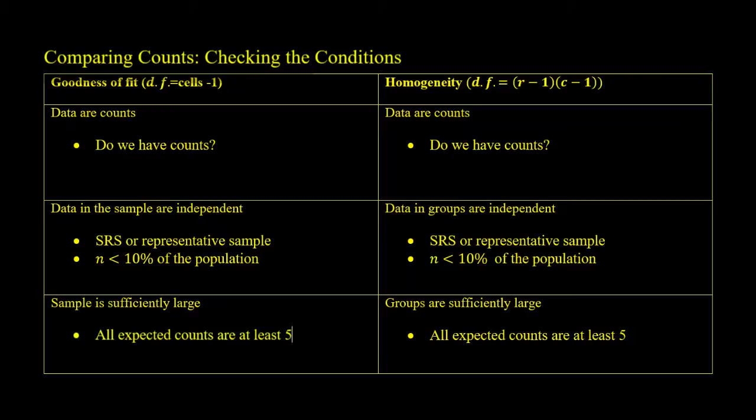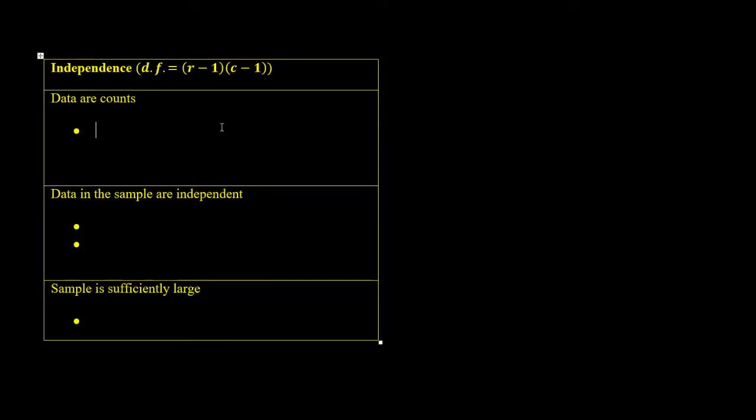Lastly, we have the test for independence. Again, our degrees of freedom are R minus 1 times C minus 1, the rows minus 1 times columns minus 1. Counts, we just verify that we have counts of data. Data are counts assumption. We verify that our cells all include just counts.